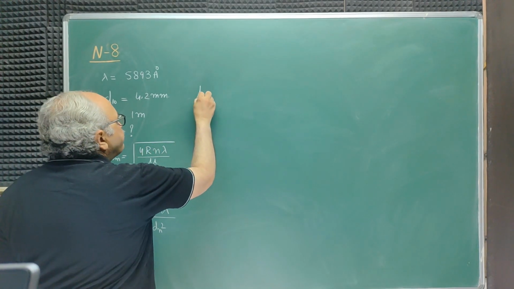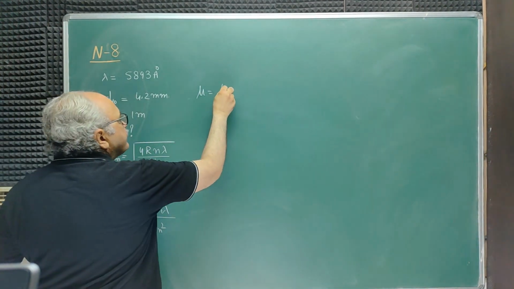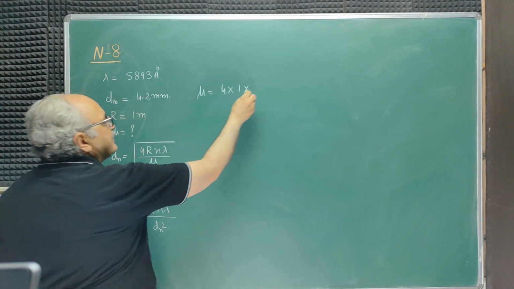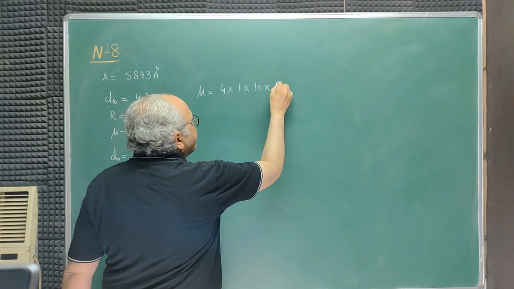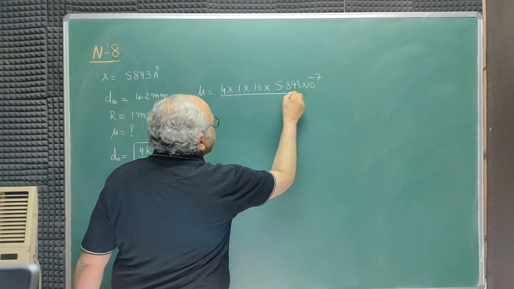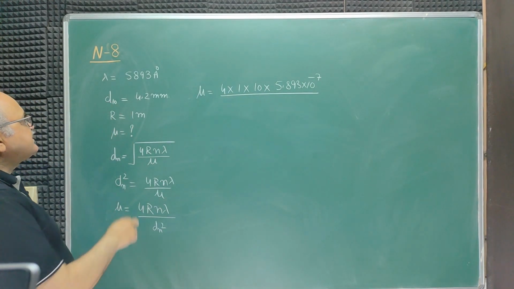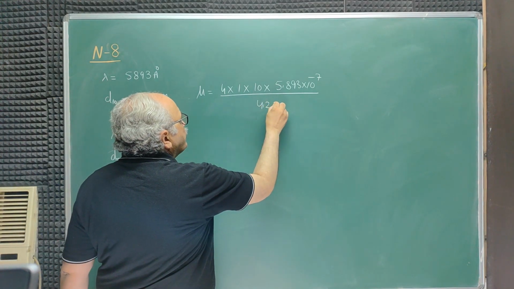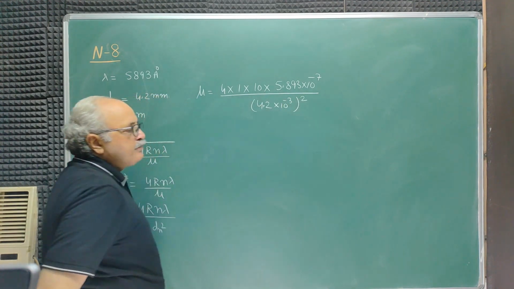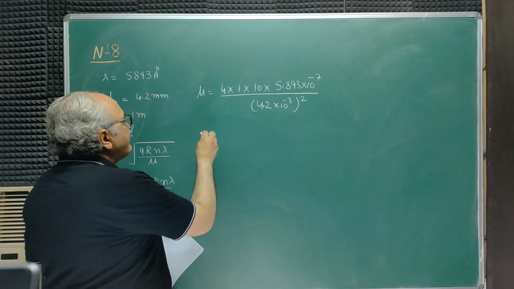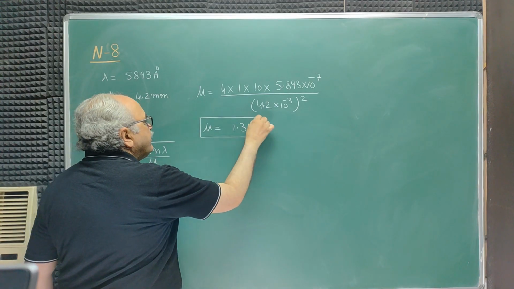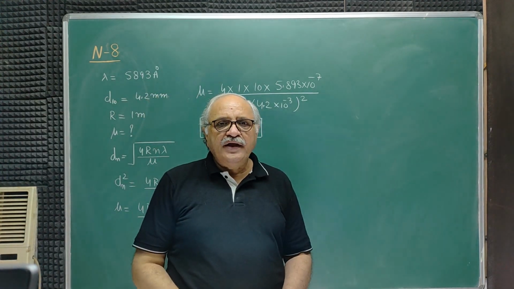Now putting the values, this is 4, radius is 1 meter, the number of the ring is 10, wavelength is 5.893 times 10 to the power minus 7, already converted from angstrom to meter, and this diameter is 4.2 times 10 to the power minus 3, whole square. If we solve this, we'll get the value of μ as 1.34. This is the answer for question number 8.